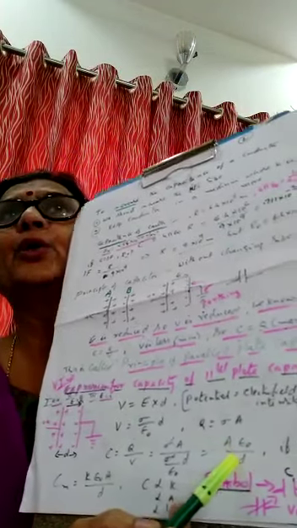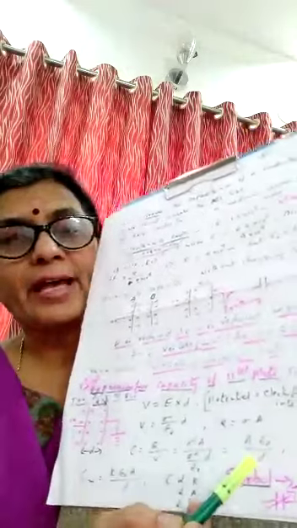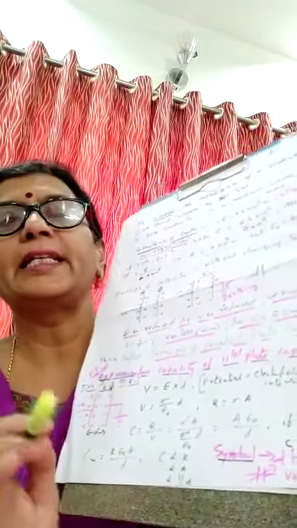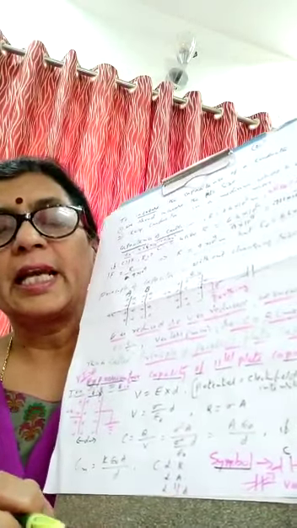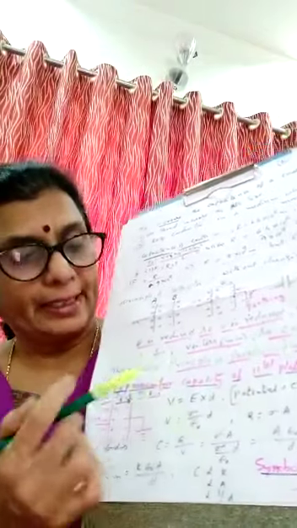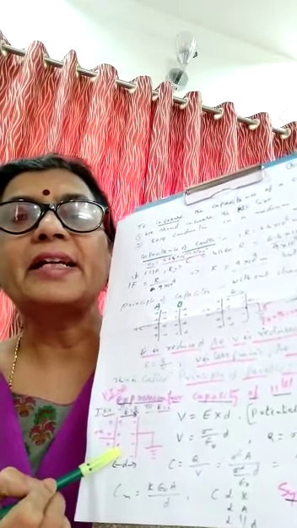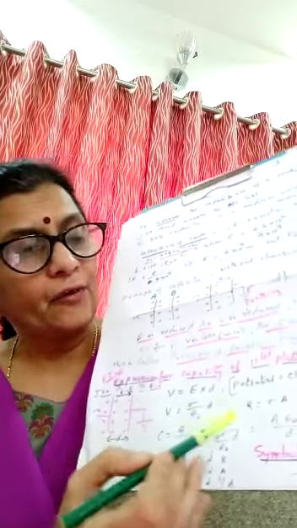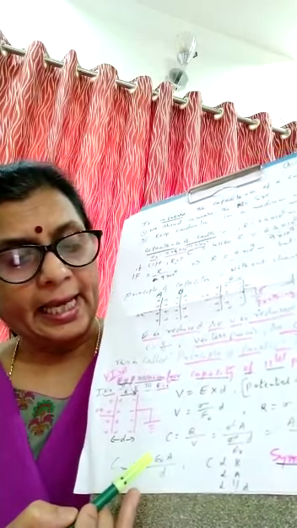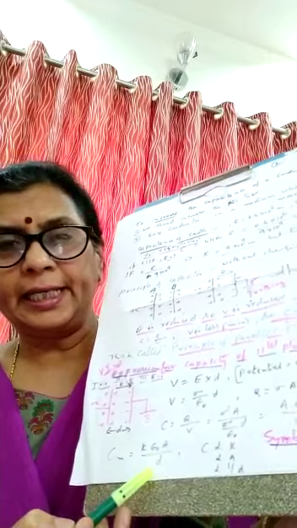When the medium between the two plates is air or vacuum, only then is this formula applicable. Suppose the medium between these two plates is filled with a dielectric medium having dielectric constant K, then the formula will be K epsilon naught A upon d.